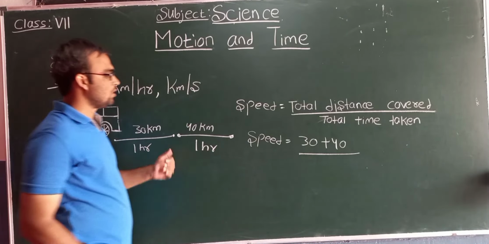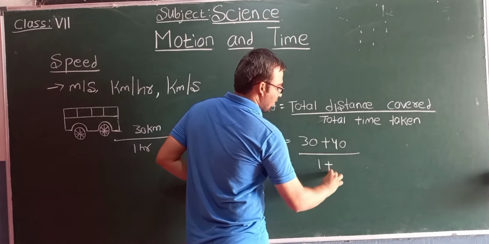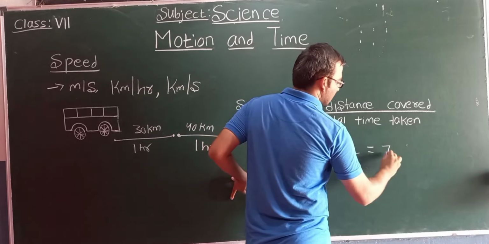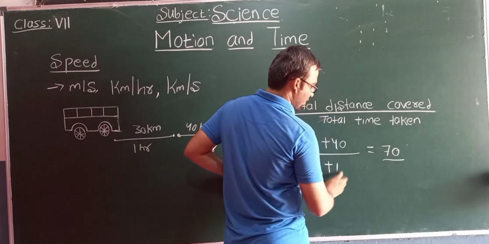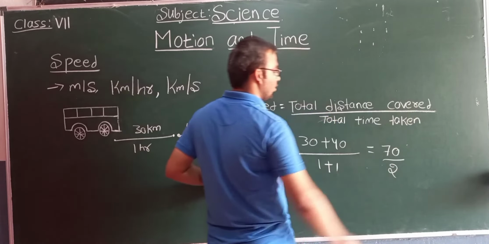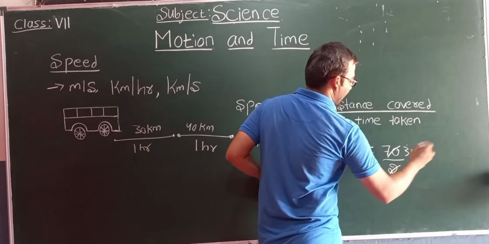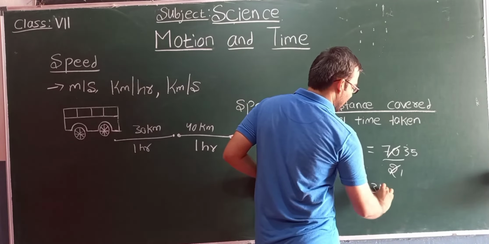So 1 hour plus 1 hour. 1 plus 1. 30 plus 40 is what? 70. Next, 1 plus 1 is what? 2. So here 2 ones are 2, 2 35s are 70. Then what we got? We got 35.